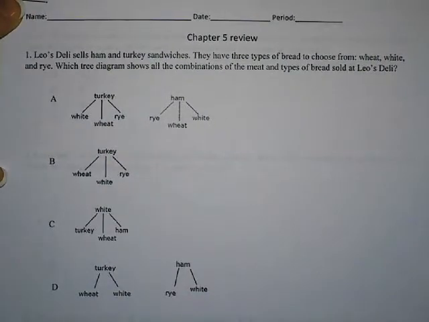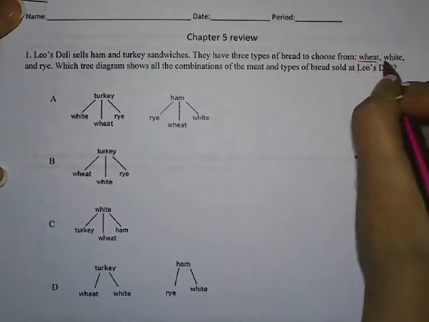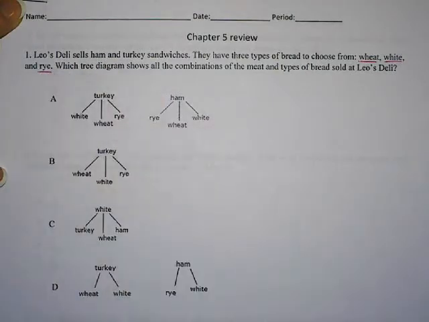Chapter 5 Review. Leo's Deli sells ham and turkey sandwiches. They have 3 types of bread to choose from: white, wheat, and rye. Which tree diagram shows all the combinations of meat and types of bread sold at Leo's Deli?